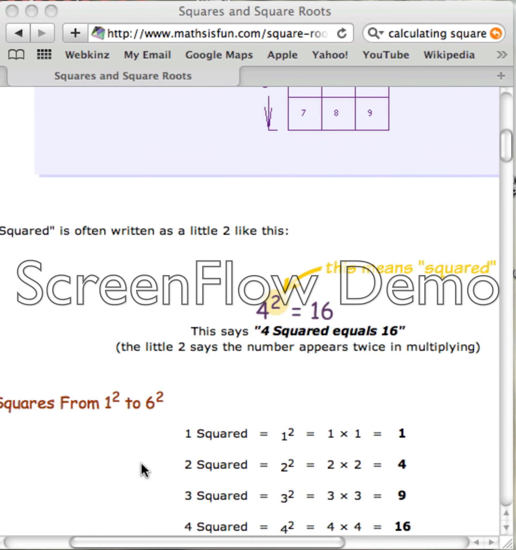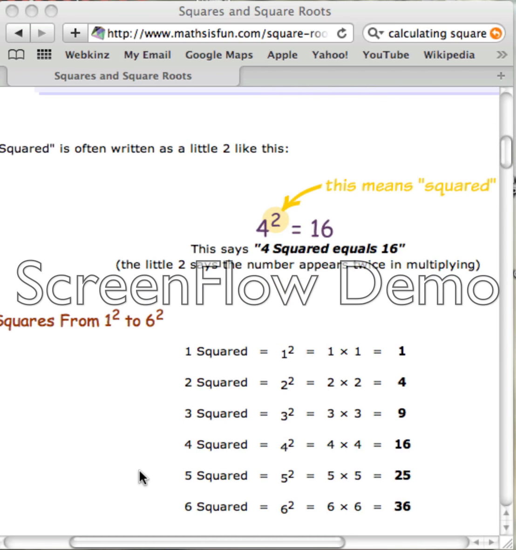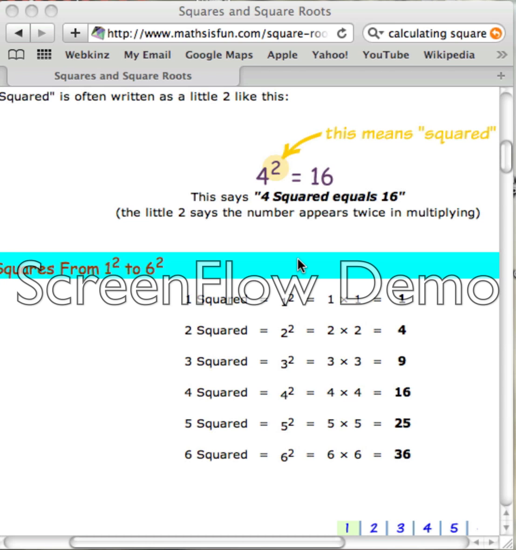Squared is often written as a little 2 like this. 4² equals 16. This means 4 squared equals 16. The little 2 says the number appears twice in the multiplication.